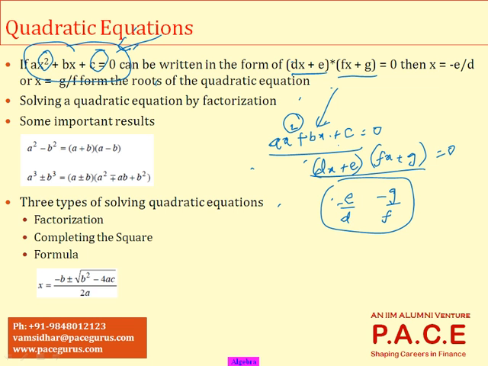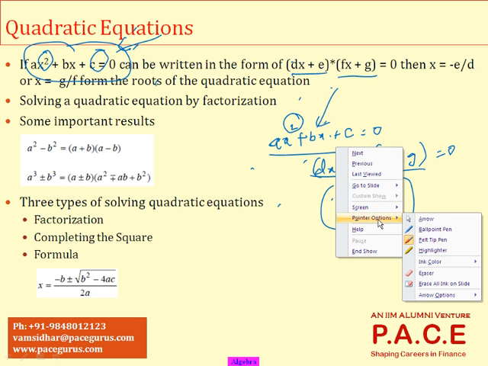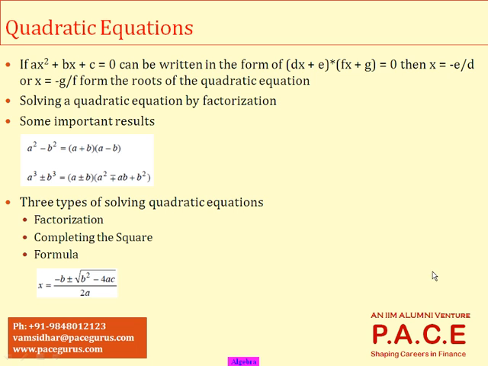Whenever we are talking of a quadratic equation, the main intention is to solve for the unknown value, which is the value of x. And if I am able to express it in the form of dx plus e into fx plus g equal to 0, I can very well say that minus e by d and minus g by f are the roots of the quadratic equation. Just like the way we solved the earlier fractions, the same logic can be used here.